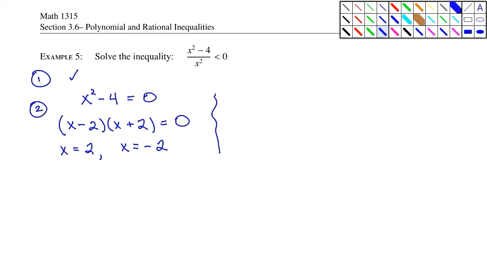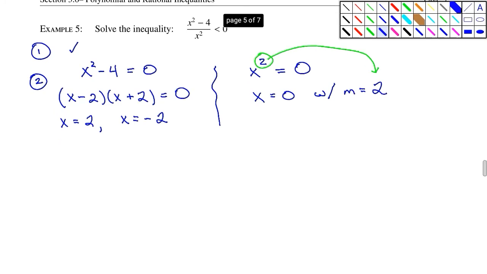Let's find the x values where the rational function is undefined. We do that by setting the denominator equal to 0. And we get x is equal to 0 with multiplicity equal to 2. Because it was x squared, that gives me x equals 0, but the power gives me the multiplicity. And that's going to be important whenever we do the sign chart, which comes up next.